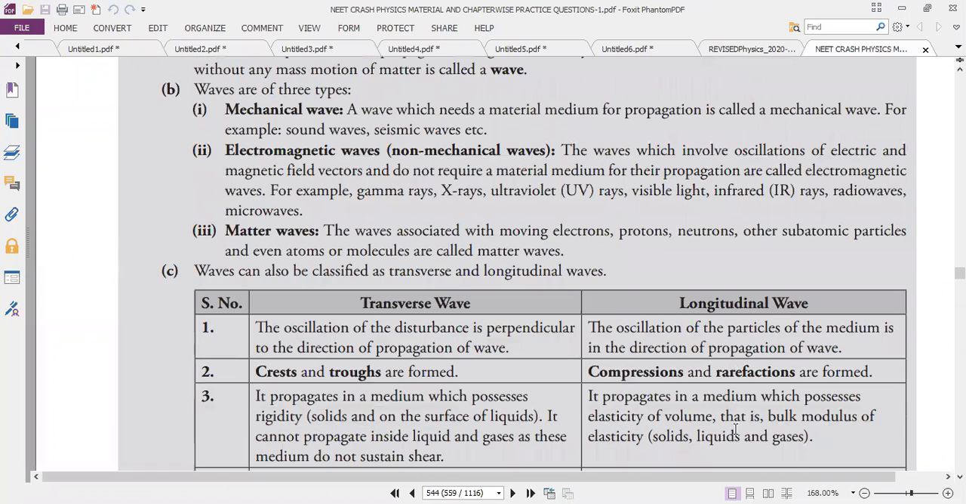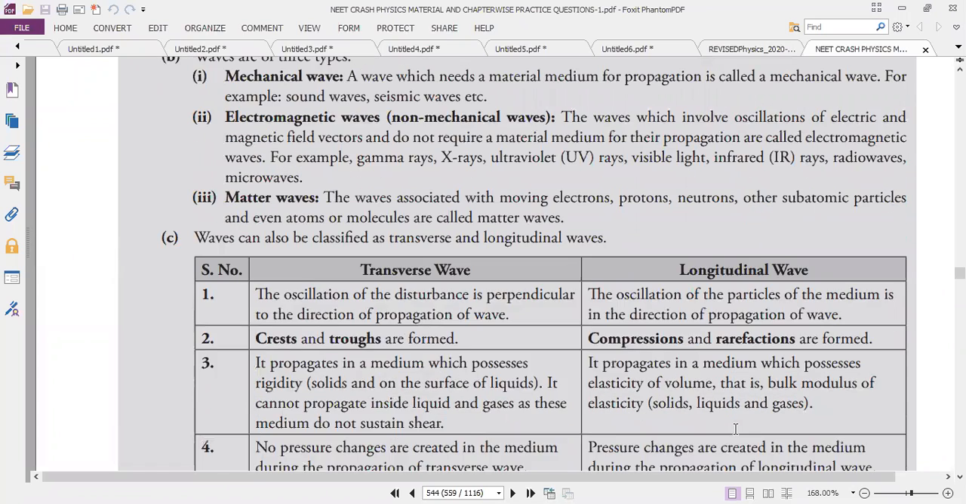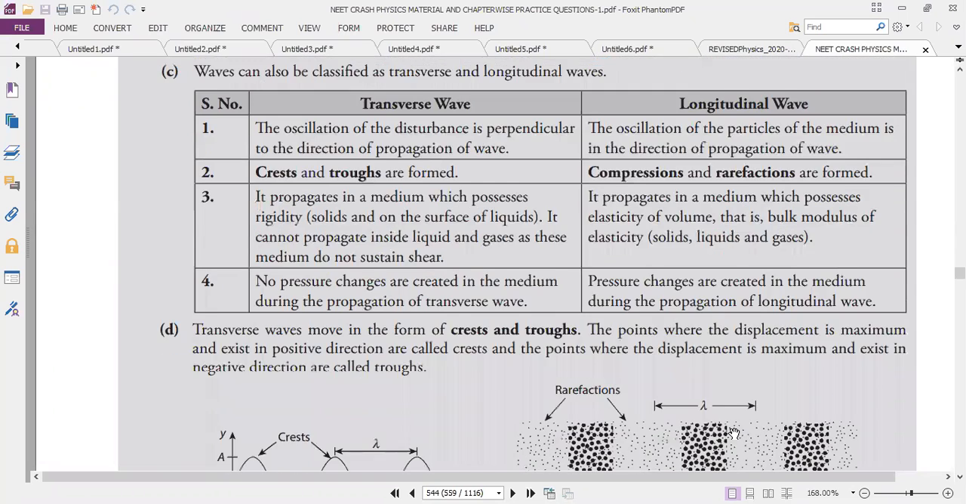Next, transverse waves and longitudinal waves. If the oscillation of the disturbance is in a direction perpendicular to the propagation, it is a transverse wave. If the propagation and the disturbance are in the same direction, it is a longitudinal wave.